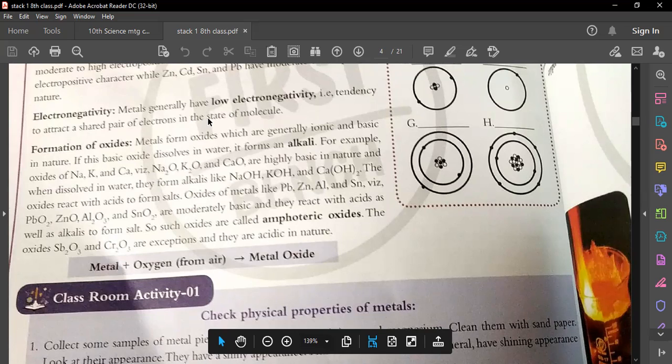And metal oxides are generally basic. Basic in nature means they are the bases. Suppose if the base dissolves in the water, that is called an alkali. Clear up to this? Yes, sir, clear. If the base dissolves in the water, that is called an alkali.